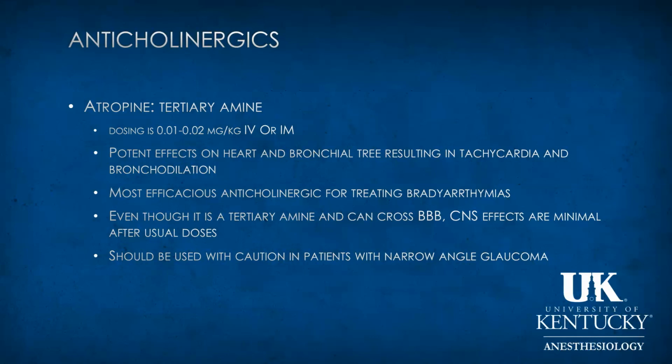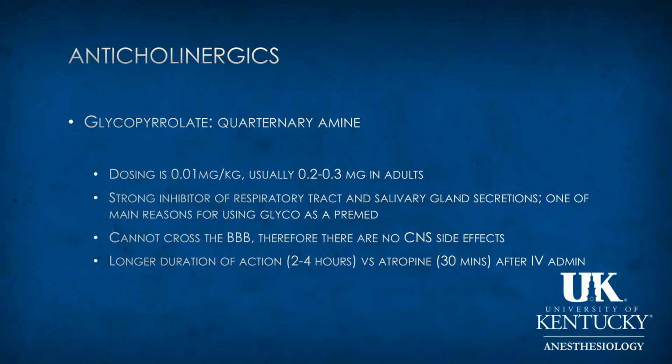Glycopyrrolate, quaternary amine. Dosing is 0.01 milligrams per kilogram, usually 0.2 to 0.3 milligrams in adults. Glycopyrrolate is a strong inhibitor of respiratory tract and salivary gland secretions, and this is one of the main reasons we use glycopyrrolate as a pre-medication to decrease airway secretions, especially in the setting of fiber optic intubations. Glycopyrrolate cannot cross the blood-brain barrier due to its property as a quaternary amine. Therefore, there are no CNS side effects.